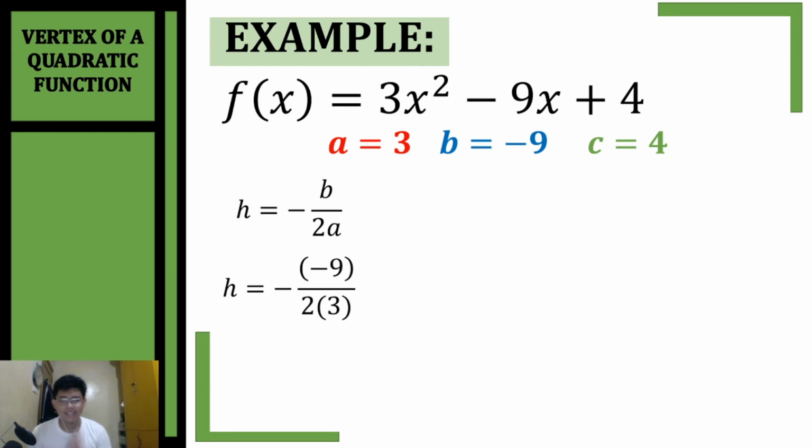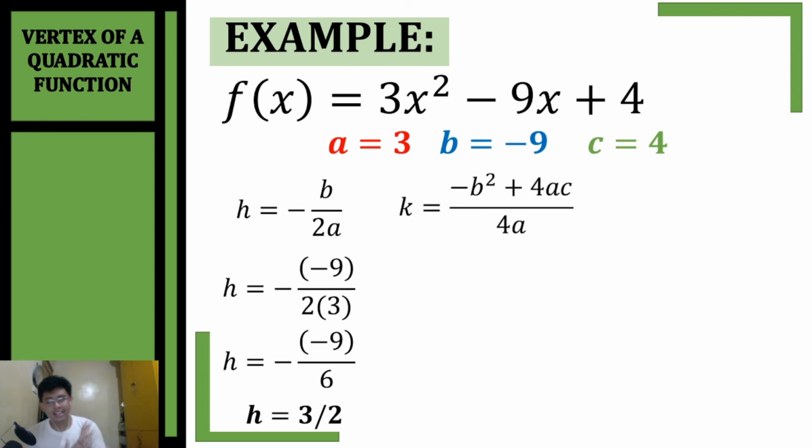We will have negative 9 all over 2 times 3. Simplifying that, we will have negative 9 all over 6. So negative times negative is positive. 9 divided by 6, we will have 3 over 2. Since my x-coordinate is a fraction, I will use the formula in getting the y-coordinate of our vertex.